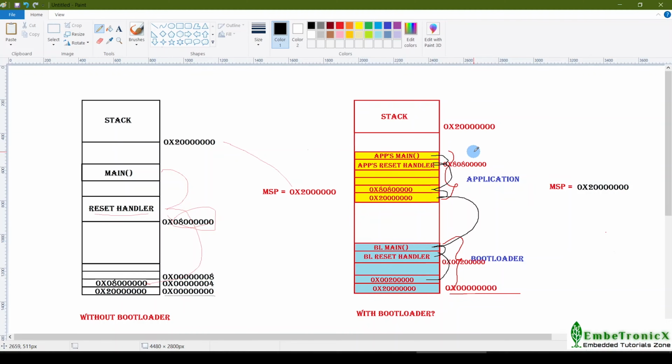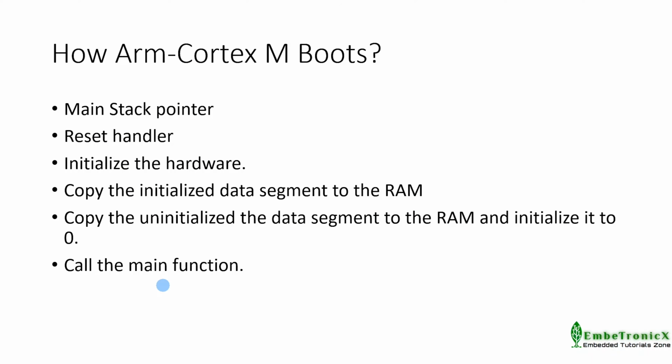Let's recap it. When you press the reset button, it starts from the 0x0 address and updates the MSP register. Then it goes to the bootloader's reset handler, bootloader's main, application's reset handler, and application's main function. Does it make sense? Okay.